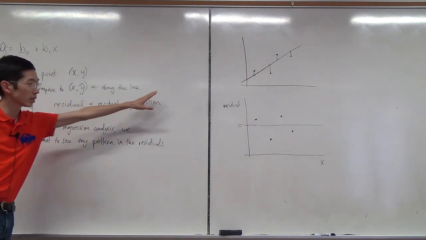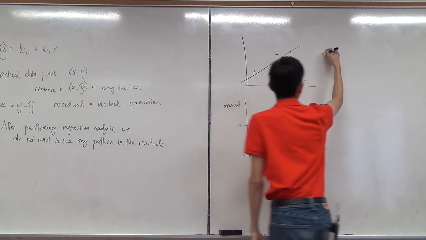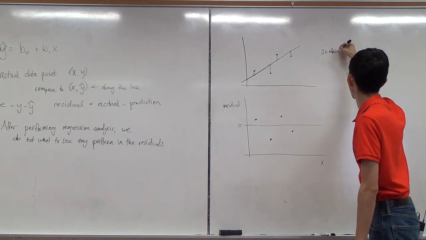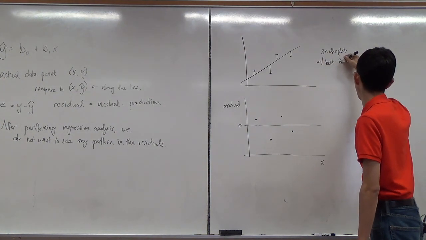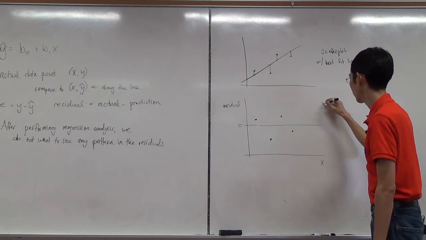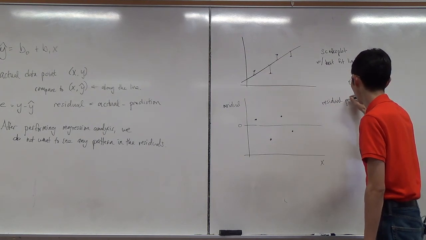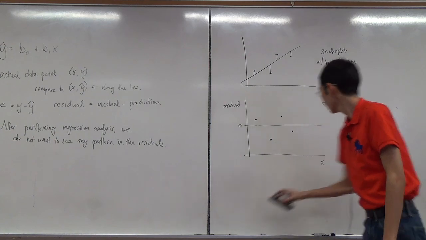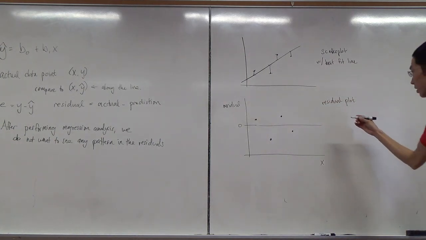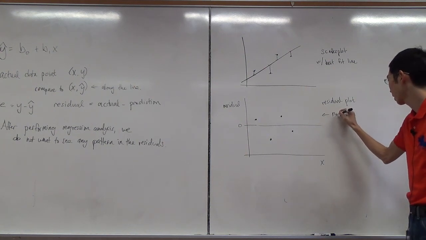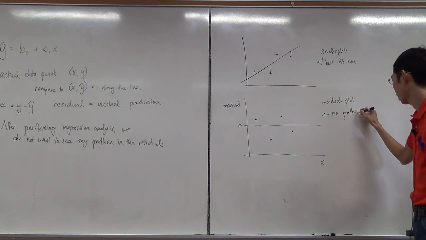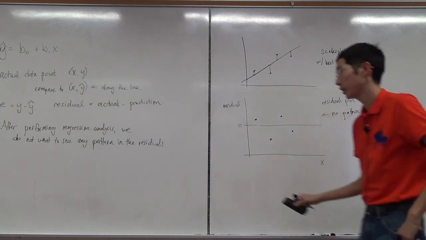I hope we can see this going from our scatter plot with best fit line to our residual plot. What we see here is that, well, there's only 4 data points, but the general idea continues to hold. We should not see any pattern.